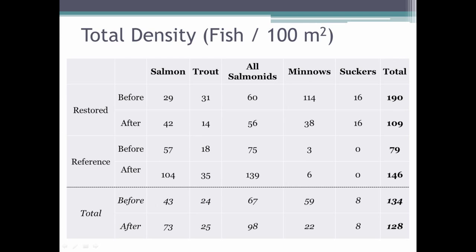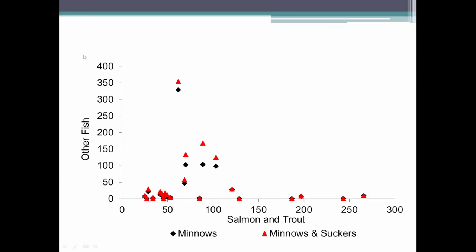The interesting effects that we did get is when we plot the density of non-salmonids against salmonids, salmon and trout, we come up with an interesting density relationship curve. So certainly at lower salmonid densities, the density of non-salmonids was low. And then we reach an optimum, which spikes around 75 salmonids per 100 square meters, which seems to optimize the density of other fish. Beyond that, it tails off, and we tend to move back into a salmonid-dominated system.